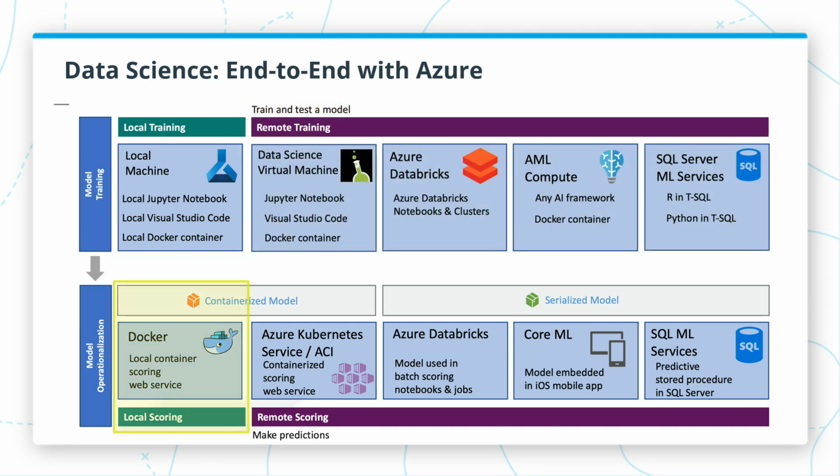For model operationalization, you can test and debug containerized models locally with Docker. When you're ready to deploy the containerized model in the cloud, you can use Azure Kubernetes Service, also known as AKS, or Azure Container Instance, also referred to as ACI, as deployment targets. Use your serialized models for remote scoring within Azure Databricks, Core ML, or SQL Server Machine Learning Services.